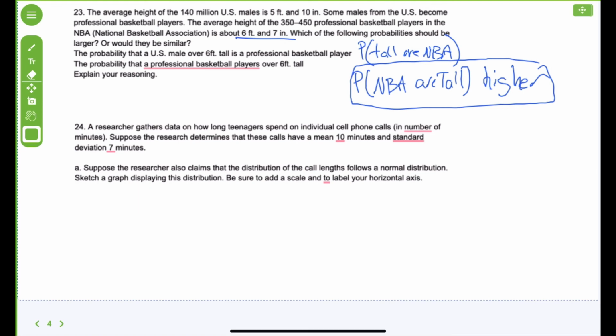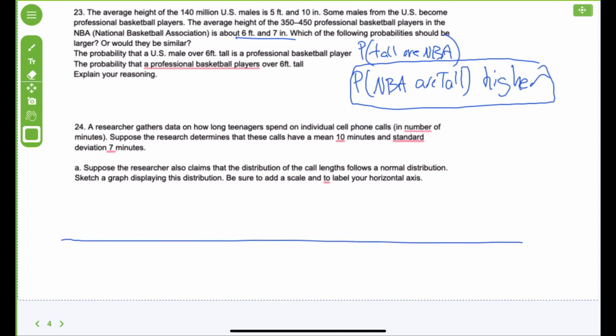Okay. Now, 24 says, a researcher gathers data on how long teenagers spend on individual cell phone calls in number of minutes. Suppose the researcher determines that these calls have a mean of 10 minutes and a standard deviation of 7 minutes. Whoa, okay. Suppose the researcher also claims that the distribution of the call lengths follows a normal distribution. Sketch the graph displaying the distribution, be sure to add a scale and to label your horizontal line.